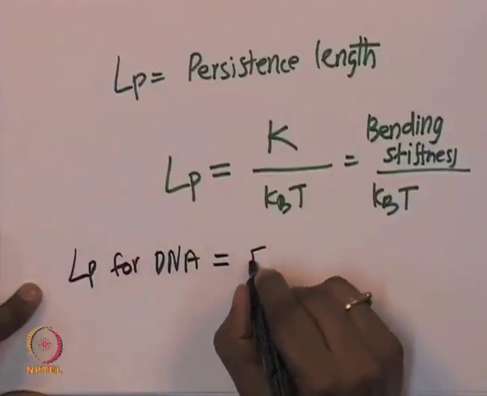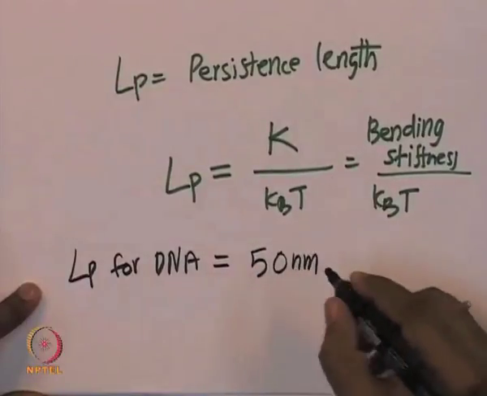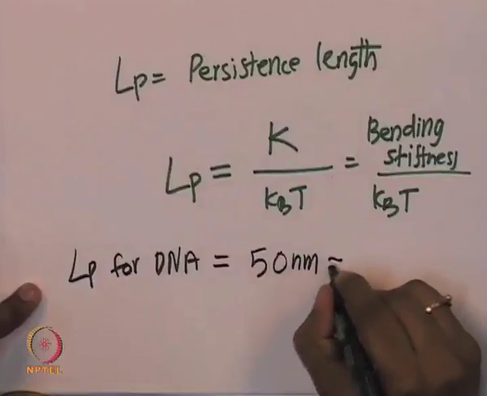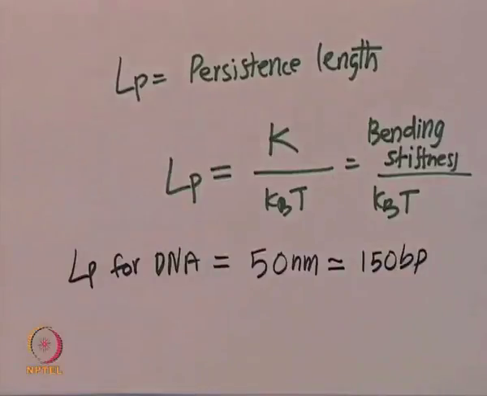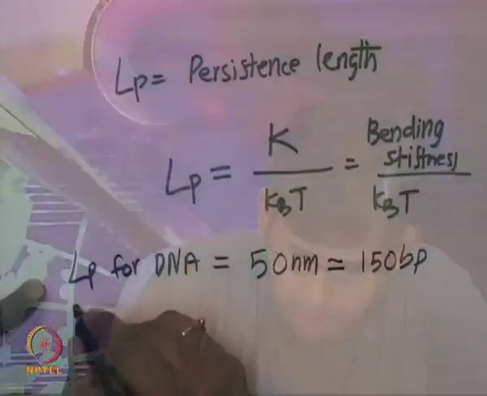It turns out that this L_p for DNA is 50 nanometer or 150 base pair. What does that mean? The persistence length is the length beyond which DNA will start bending, start wobbling, start appearing wiggly. So, beyond 150 base pair DNA will start slowly bending, but below 150 base pair DNA typically will be pretty straight.